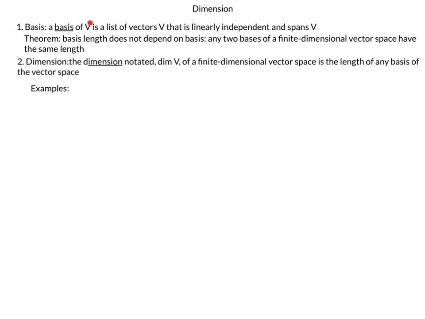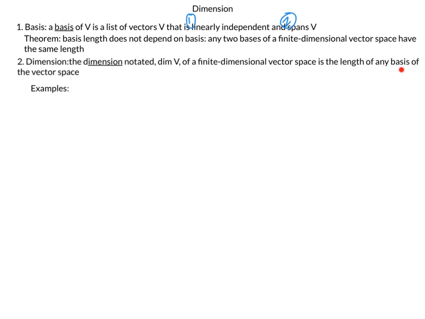A basis of a vector space is a list of vectors that is linearly independent and spans V. So the two requirements to show that a set is a basis for a vector space are that it needs to be linearly independent and it needs to span the space. We had this theorem that said that basis length does not depend on the basis. That is, any two bases of a finite dimensional vector space have the same length. And from there, because we know this theorem, we can define dimension. The dimension, notated dim V, of a finite dimensional vector space is the length of any basis of the vector space.